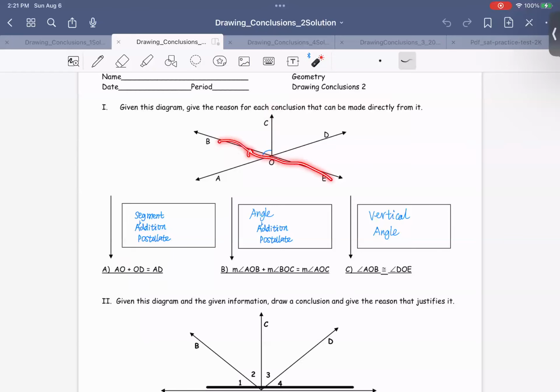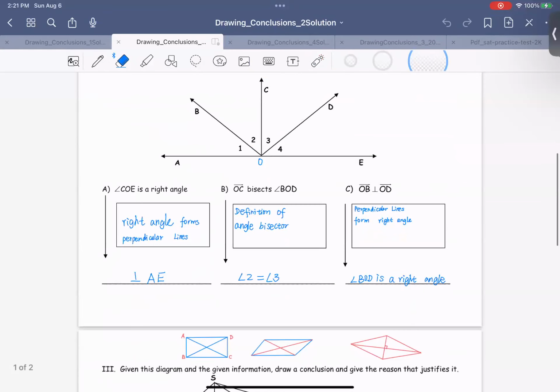As long as this line crosses with this line, this is going to be a typical vertical angle. You write down those angles are congruent, one step. This problem is asking for the same thing we are looking at in worksheet 1.